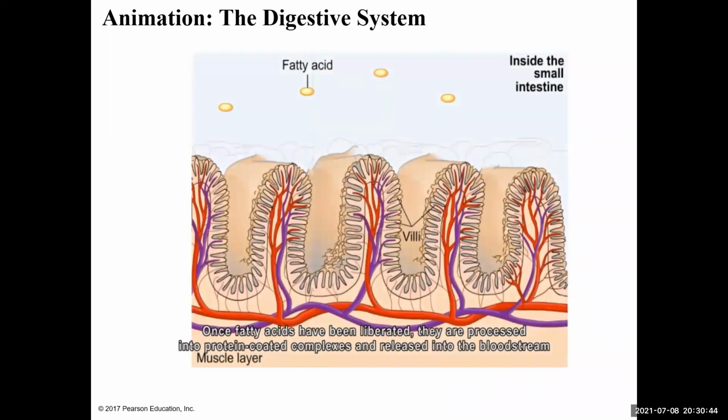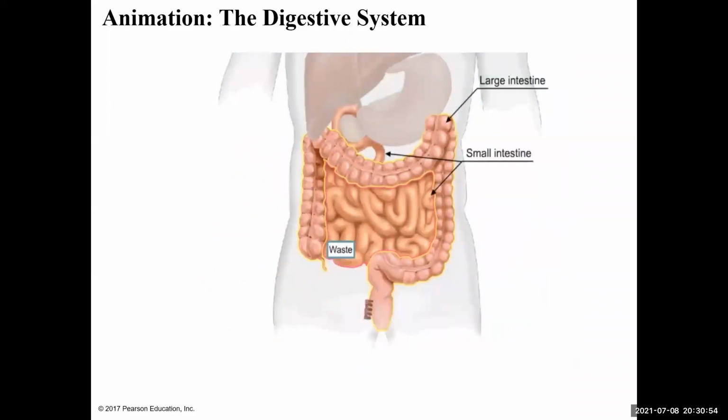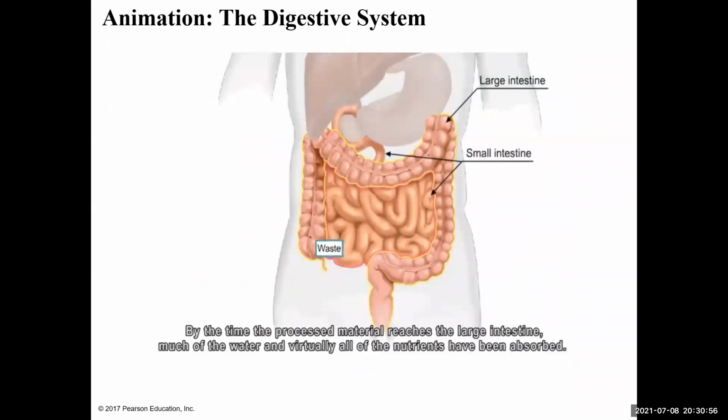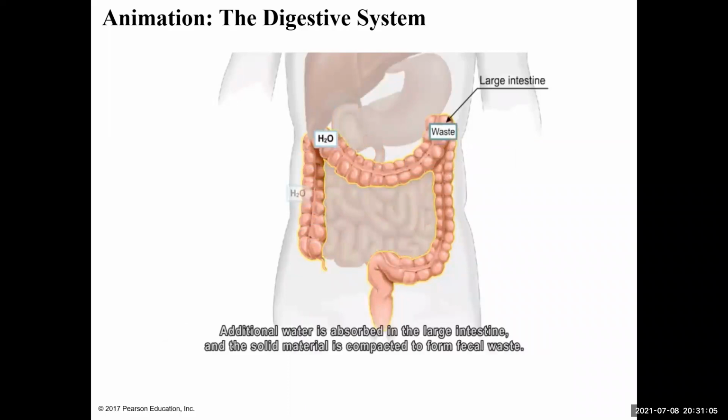Once fatty acids have been liberated, they're processed into protein-coated complexes and released into the bloodstream for transport to fat storage cells and other tissues throughout the body. By the time the processed material reaches the large intestine, much of the water and virtually all of the nutrients have been absorbed. Additional water is absorbed in the large intestine, and the solid material is compacted to form fecal waste.